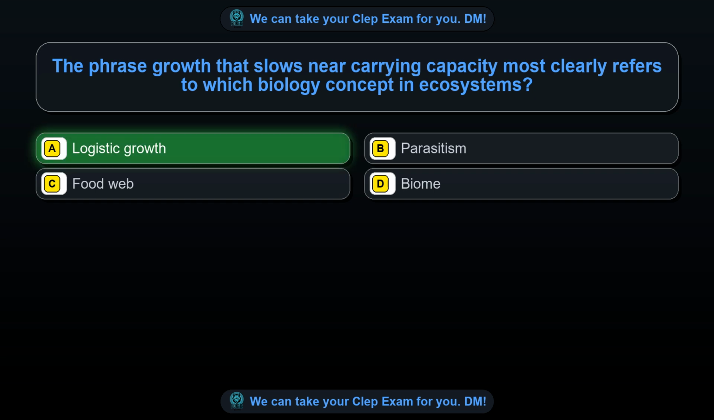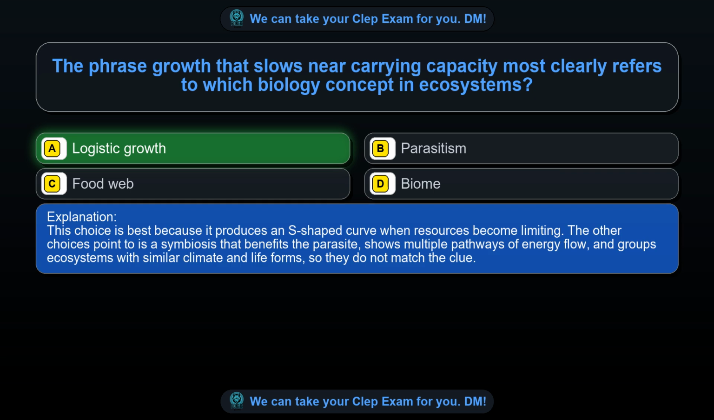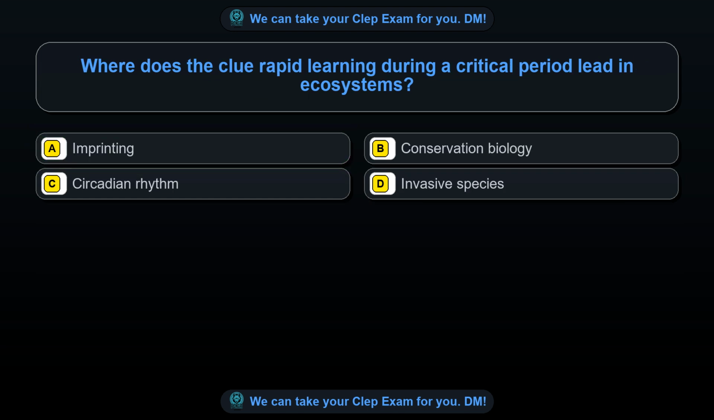The correct answer is option A, logistic growth. This choice is best because it produces an S-shaped curve when resources become limiting. The other choices point to is a symbiosis that benefits the parasite, shows multiple pathways of energy flow, and groups ecosystems with similar climate and life forms, so they do not match the clue. Question 97. Where does the clue rapid learning during a critical period lead in ecosystems? Option A, imprinting. Option B, conservation biology. Option C, circadian rhythm. Option D, invasive species.